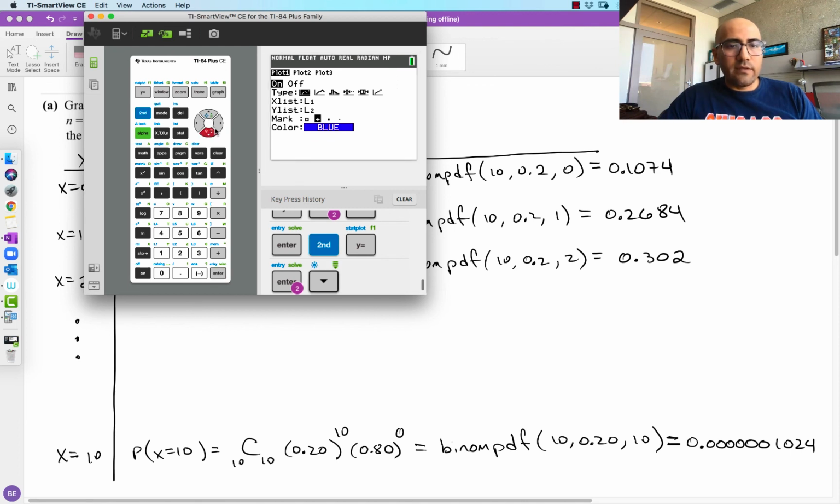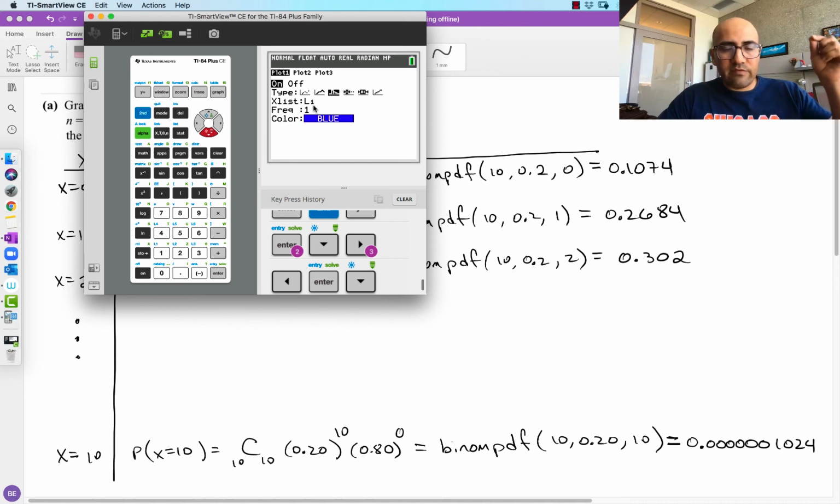Go down by 1, and then you get to choose what kind of graph you want to do. So we've used this before. We created box plots before. We've created histograms before. So now we want to use it to create these bar graphs here. So hit enter. And then we want to go down, and we want to select the X list to be L1. That's where you put the values of 0, 1, 2, 3, 4, 5, 6.